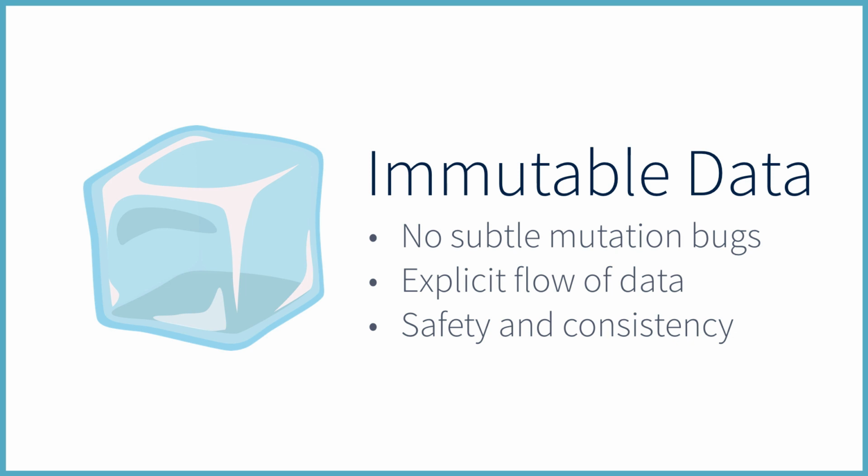Immutable data won't change unbeknownst to you, which eliminates all subtle mutation bugs. Immutable data also encourages an explicit flow of data throughout your application. Therefore, immutable data ensures safety and consistency for your data.